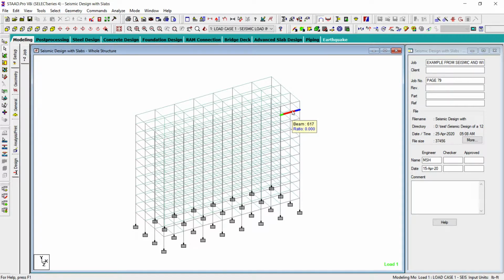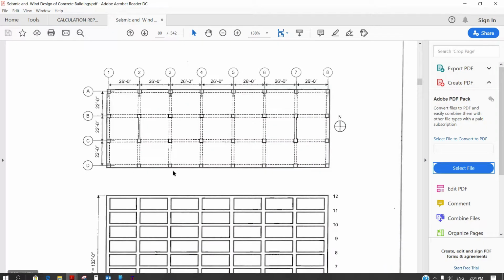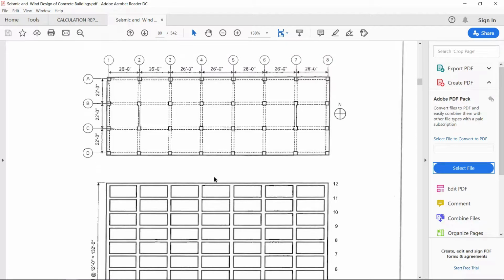In this video, I am going to discuss the design of a 12-story concrete building in a different location. Before, I designed this for a different location, and that was designed as a seismic category A structure. If I can show you, the seismic category A structure was designed based on the parameters given in the book.